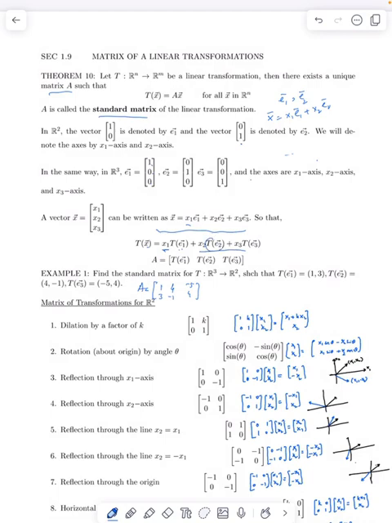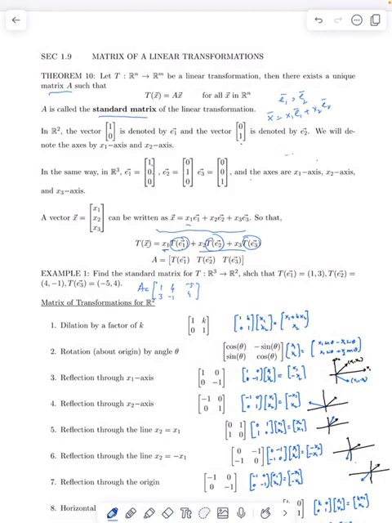Now you see these vectors that we are getting here form the columns of the A matrix. So the A matrix will be T of E1, T of E2, T of E3. So if A is not given but the transformation is given, we can figure out what the matrix will be.